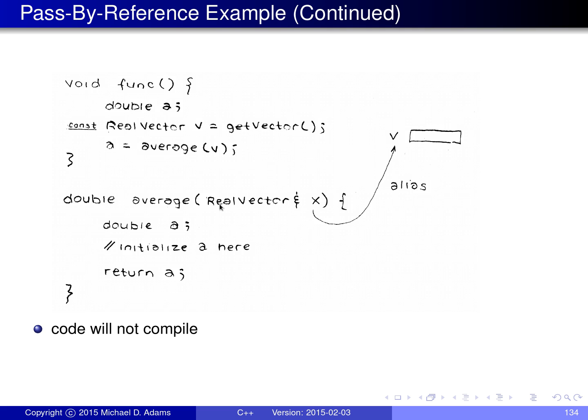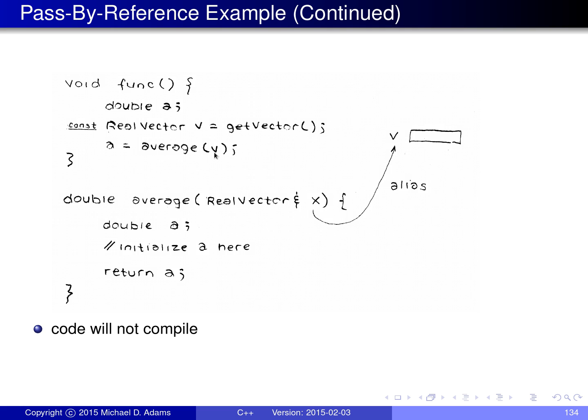And this is where the problems begin, because if we call the function average up above here and we pass it v, what's the type of v in this case? Well, v is a constant real vector. It's a real vector that cannot be changed. It's const. So v is not allowed to be changed.